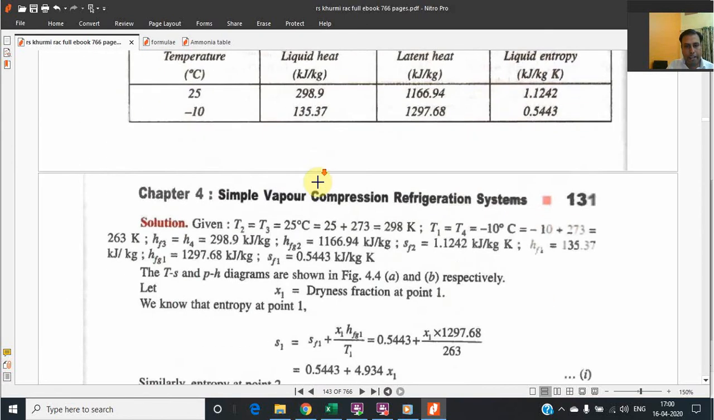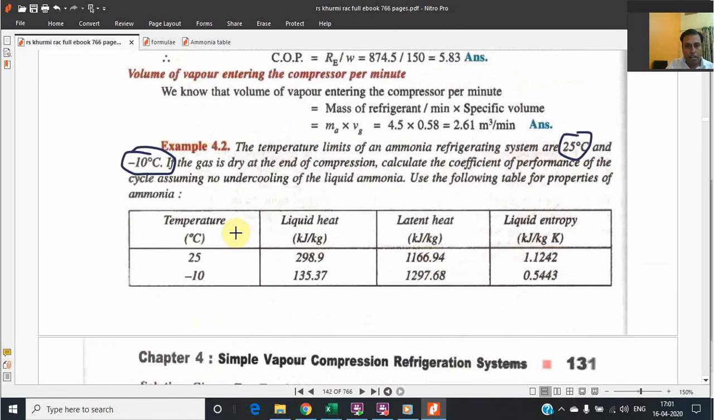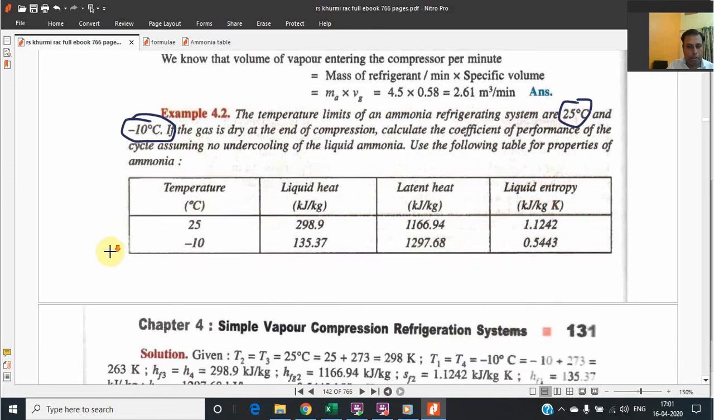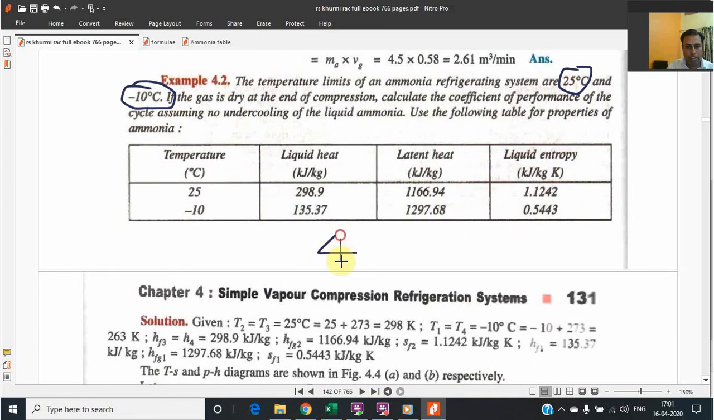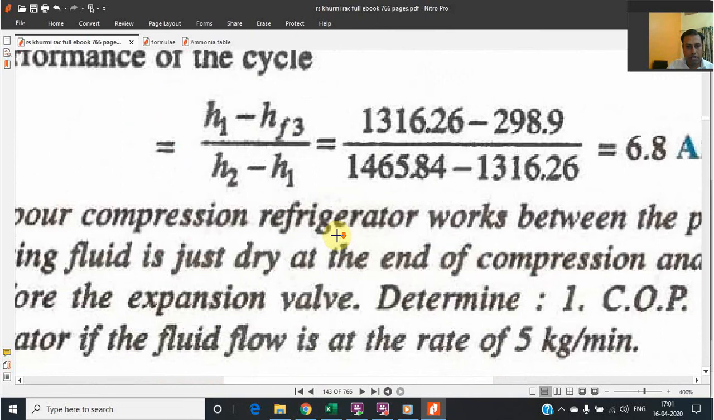Now what else they have written? If the gas is dry at the end of compression, means compression is not to be stopped over here, neither here, neither here. We have to stop on the curve itself, because there are 2 curves. One is the liquid curve, one is the vapor curve. We have to stop on the vapor curve. And if the gas is dry at the end of compression, calculate the coefficient of performance. We know the formula of coefficient of performance, because for the first 4 cases, unless there is subcooling, the formula is this.